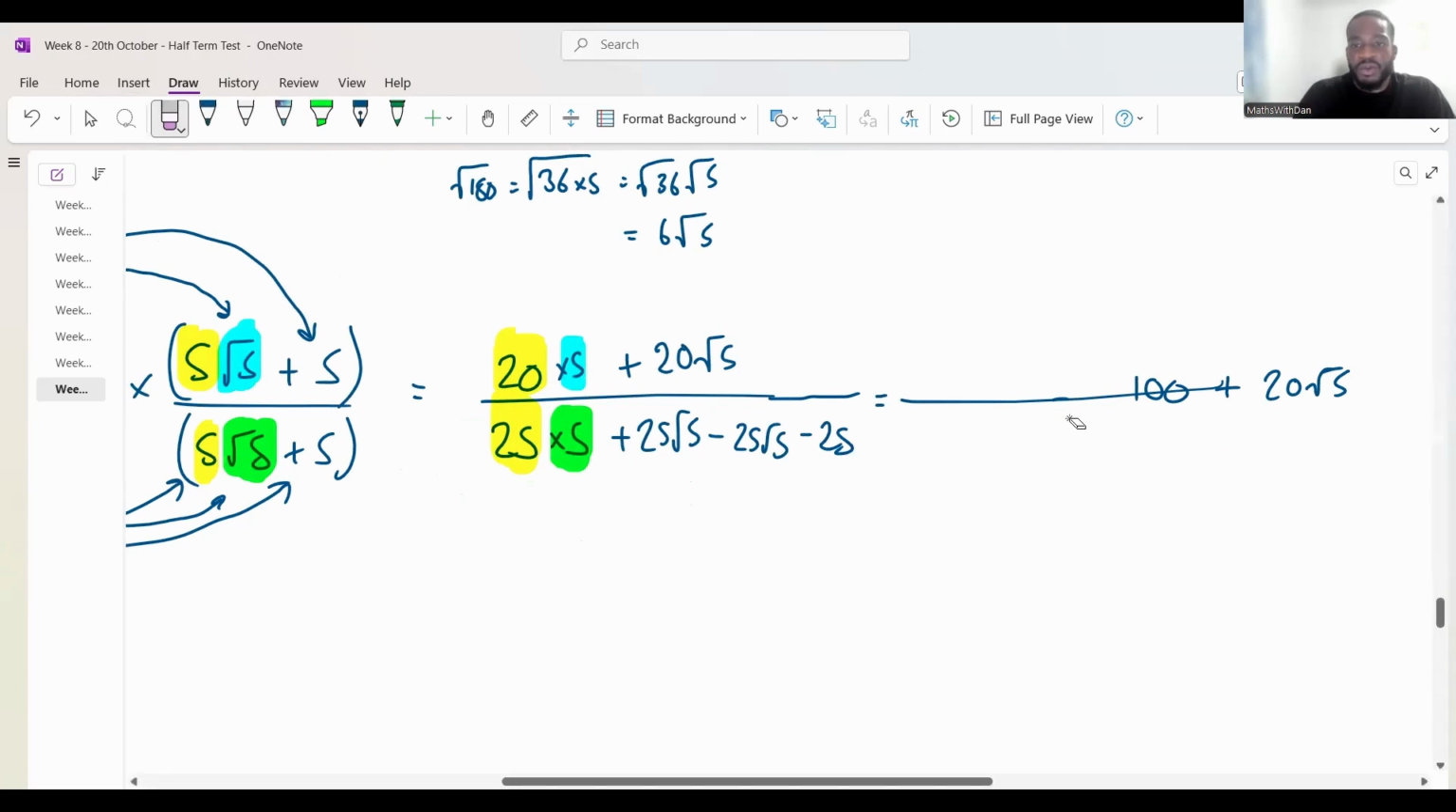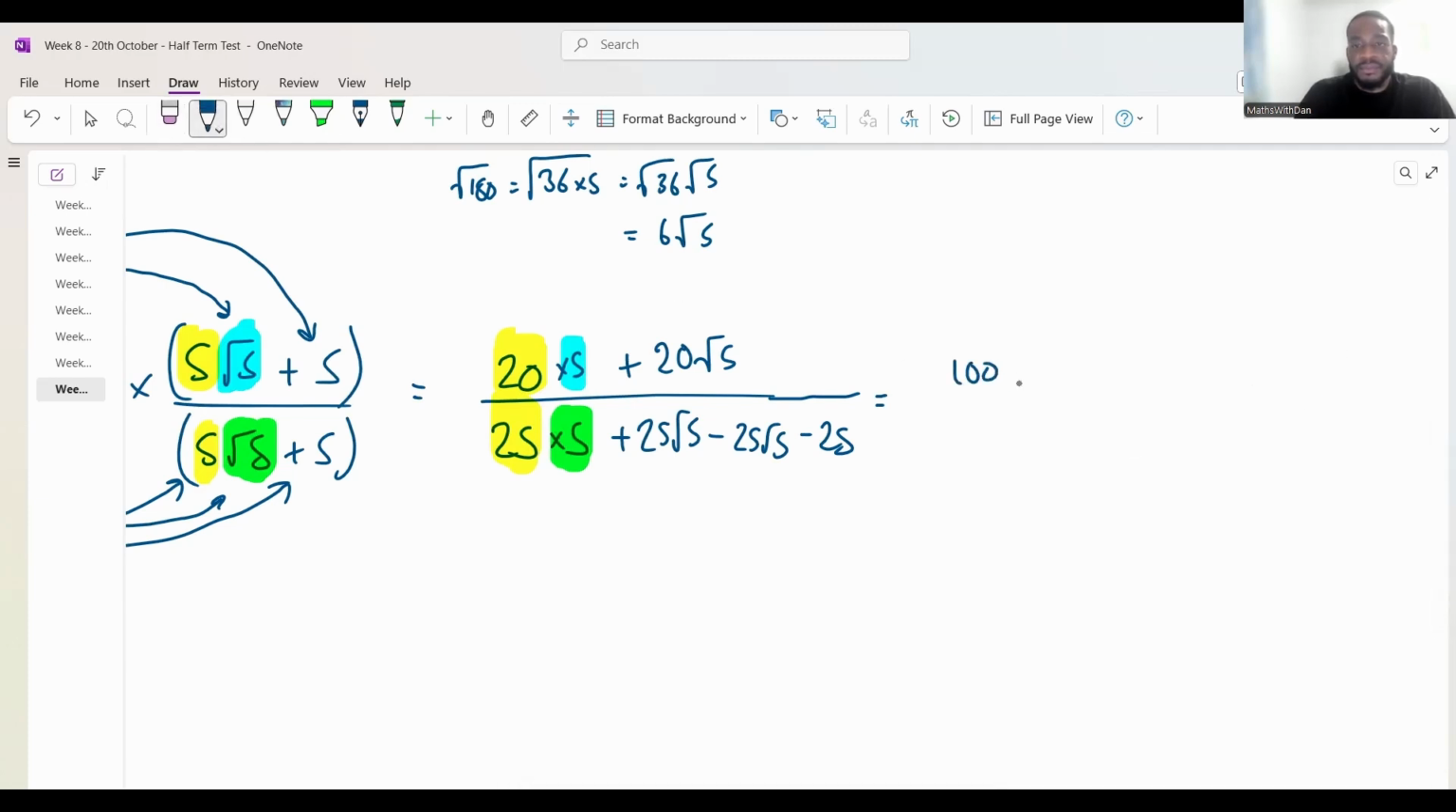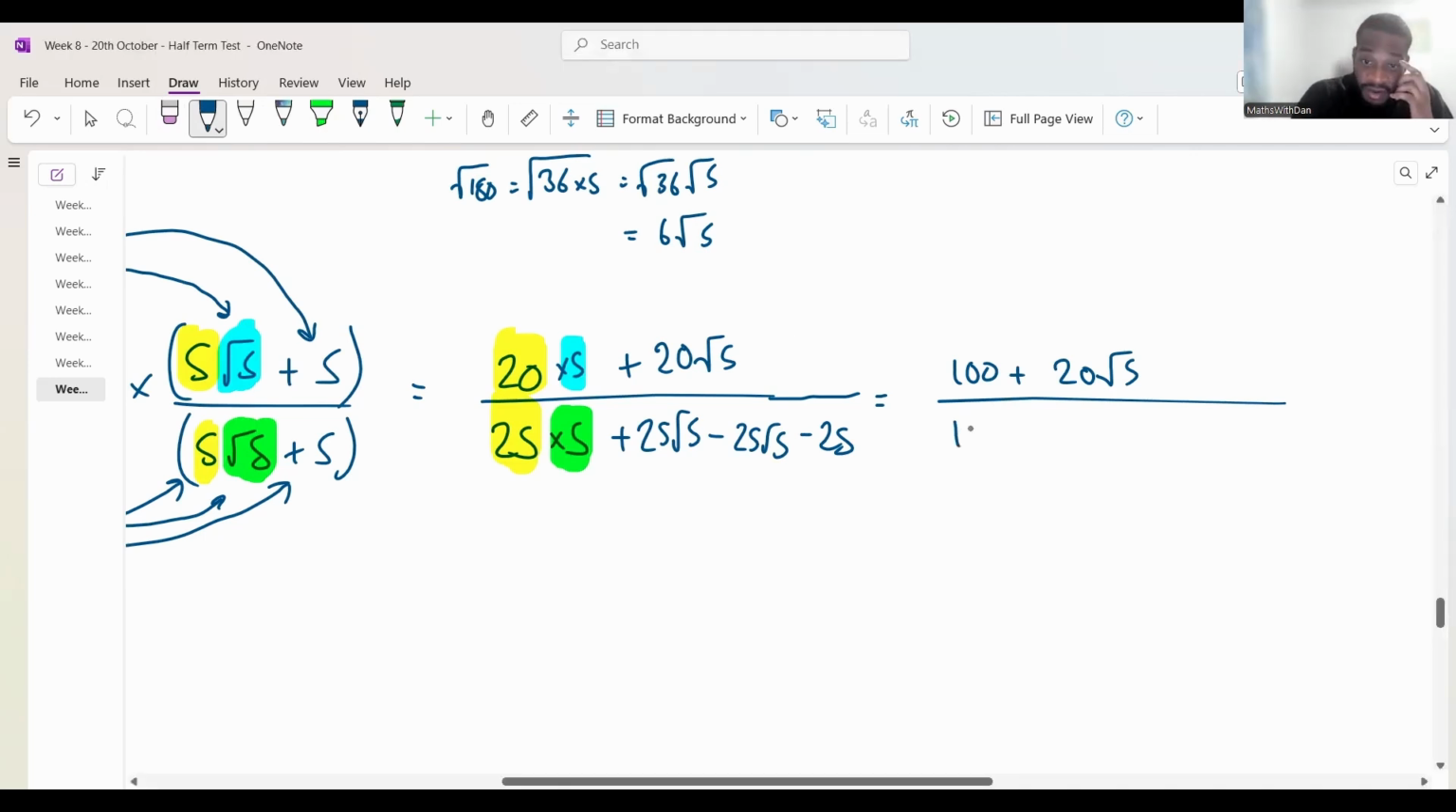Well, that doesn't look good. 100 plus 20 root 5, yeah? Do we agree with that, guys? Does that make sense? Yeah. So now we've got 100, well, I was about to say 100. That's 125. And then what do we have here, guys?